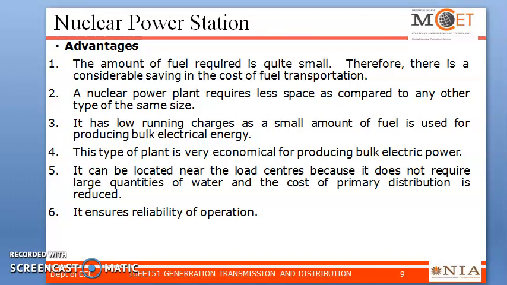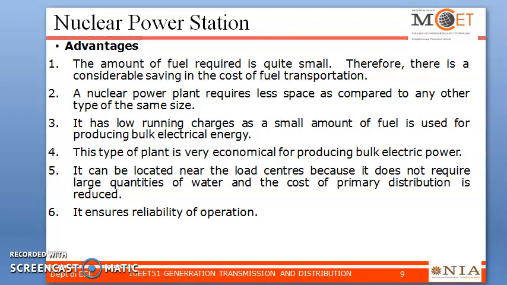That's the main thing. Reliability of this operation is very, very good compared to other power plants. A nuclear thermal power plant produces more amount of losses also. Okay, so compared to these power plants, the nuclear power plant provides more reliability in its operations.